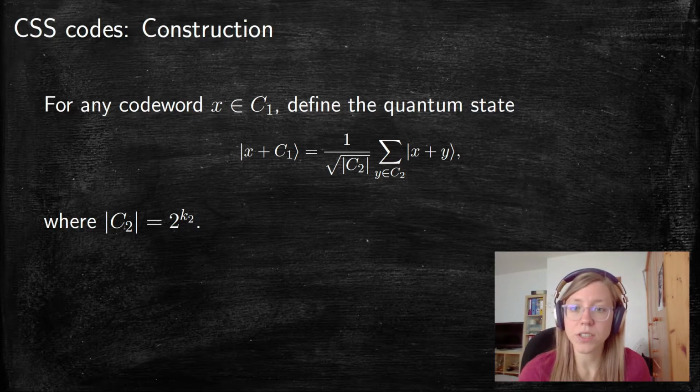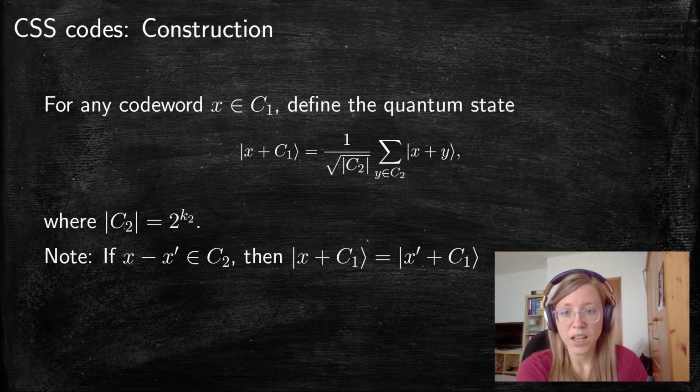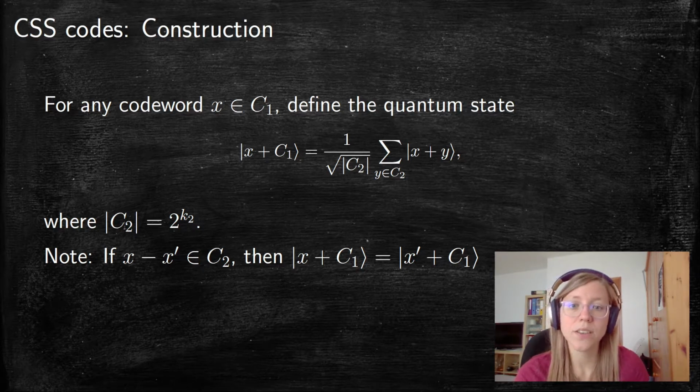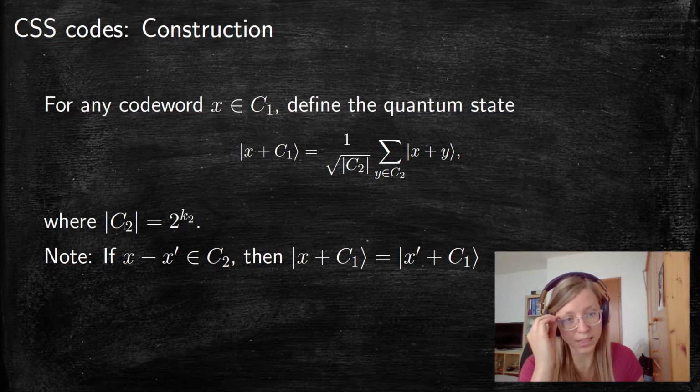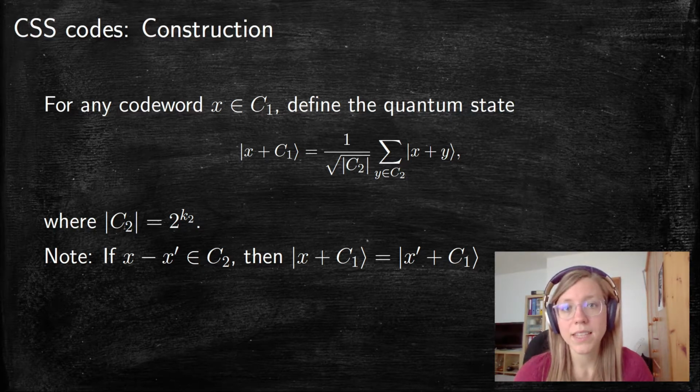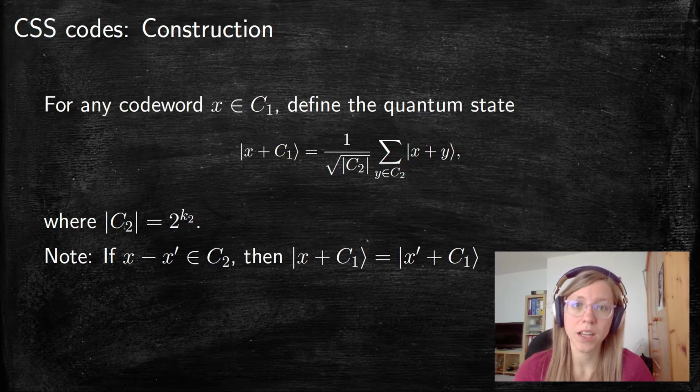Yeah, and the cardinality of C2 is in our case 2 to the power k2. It's important to note that different code words of C1 can lead to the same quantum state. Actually, in the case where x minus x prime, where x and x prime are code words in C1, when the difference is an element of the code C2, then x and x prime lead to the same quantum state. This is why we have used coset notation here. If you're not familiar with cosets, it doesn't matter, it's not very important for this.